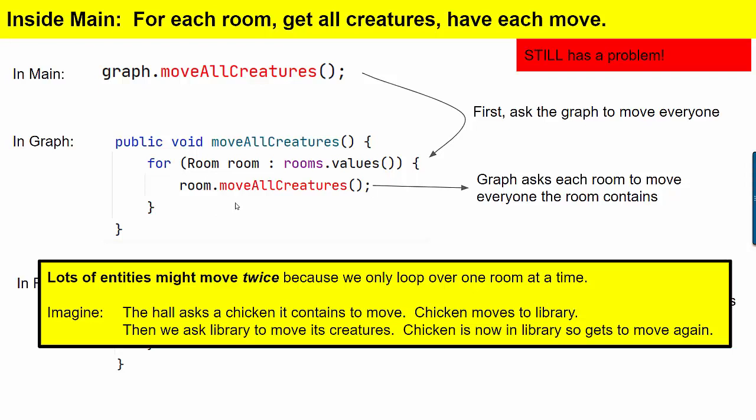So imagine there's a chicken in the hall. The hall asks the chicken if it's going to move. And so the chicken moves to the library. And now we loop to the next room, the library, and then we ask the library to move all of its creatures. And the chicken that used to be in the hall is now in the library, and so now that chicken gets another chance to move because the library is going to ask it to move again. So that's a problem. We only want everybody to move once.